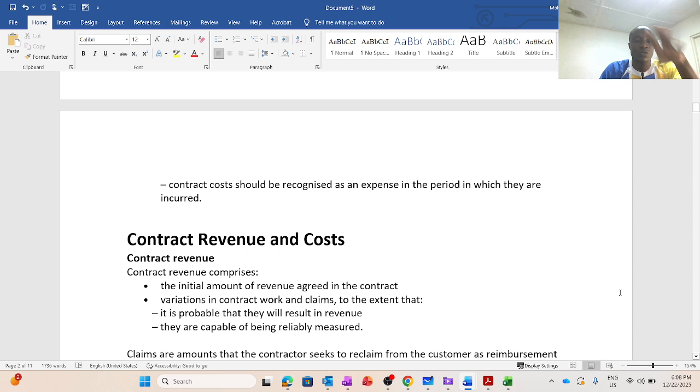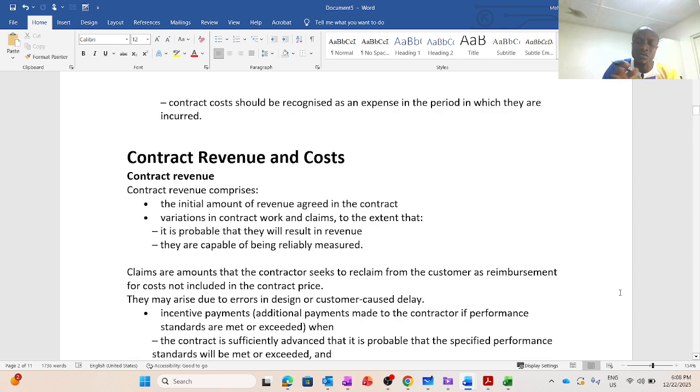Now we are going to look at contract revenue and contract cost. We are going to look at the components. What are we going to include in the contract revenue and what are we going to include as contract cost? Now, when you're talking about contract revenue, it is the initial amount of revenue agreed in the contract. For instance, in the example I made earlier, the contract amount stated, let's say it's $5 million to construct the 5-story building within 5 years. This is the contract price, this is the contract revenue that the customer is going to pay to this particular construction company.